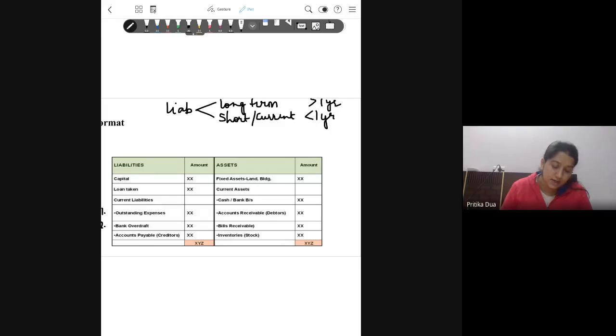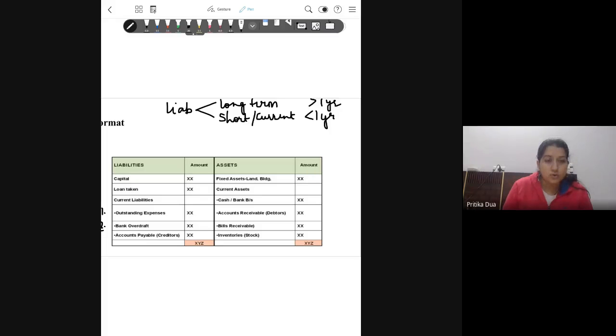Second example taken here is bank overdraft. Overdraft is when you withdraw more than your account balance. Okay, so that is also a liability. Generally a facility of overdraft is given in a current account, where the customer can withdraw an amount more than his bank balance. This facility is given on a short term basis, hence it is a current liability for the business. And third is accounts payable.